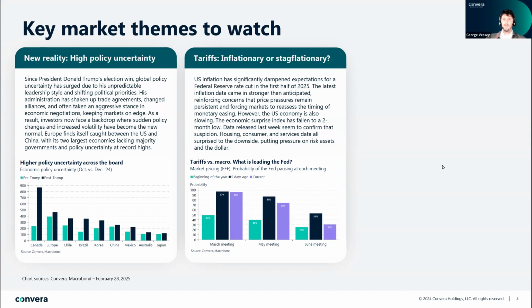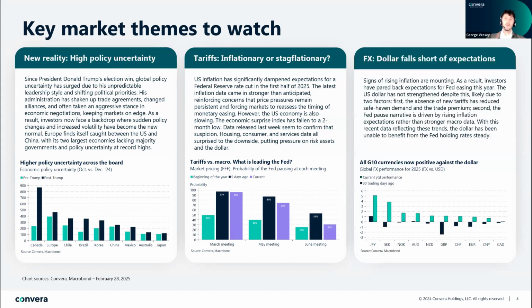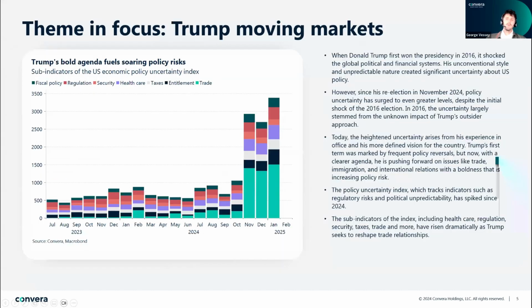So, as per the final theme on how the FX market is reacting to all this, particularly the US dollar, on the whole, this Fed pause narrative is being driven by rising inflation expectations rather than stronger macro data. And therefore, the US dollar has really been struggling to benefit from the Fed holding rates steady because this whole US exceptionalism narrative is being questioned, which is why all G10 currencies are now in positive territory against the dollar year to date.